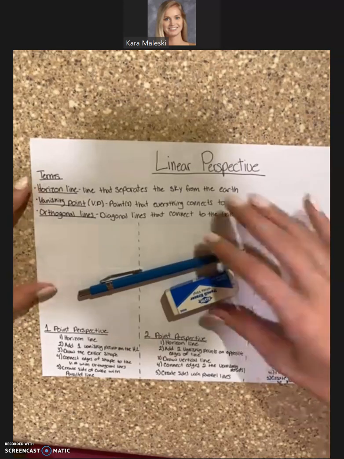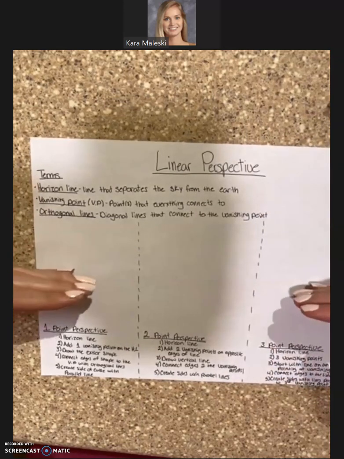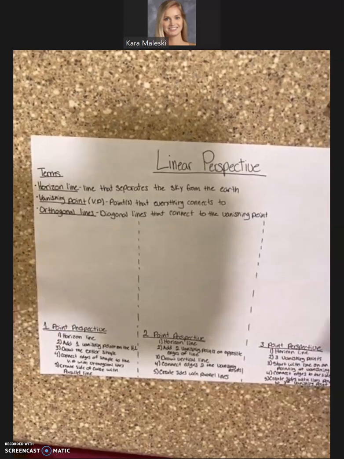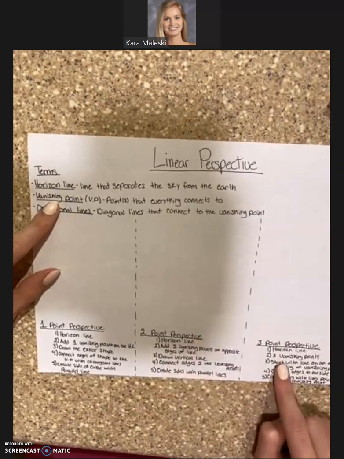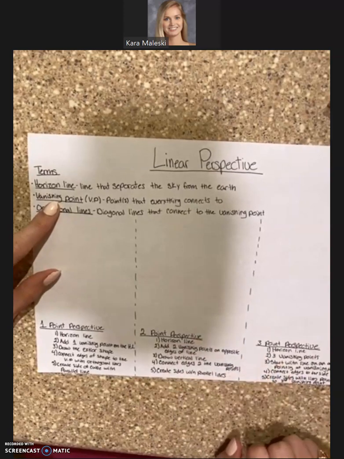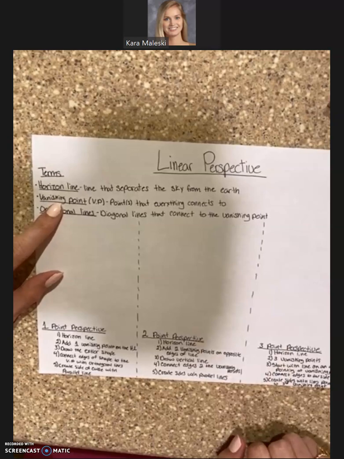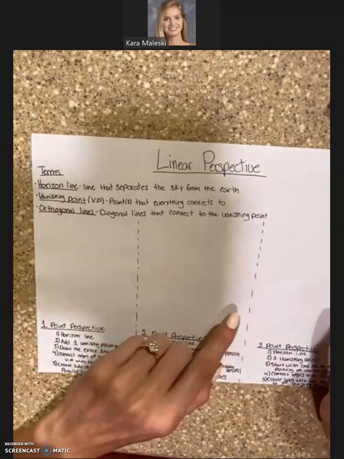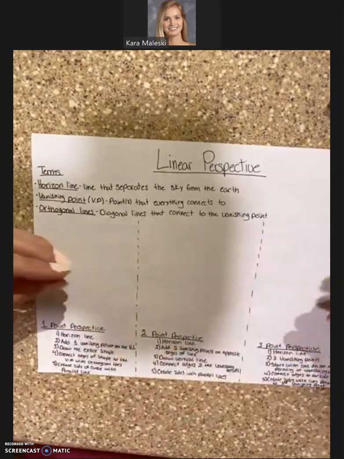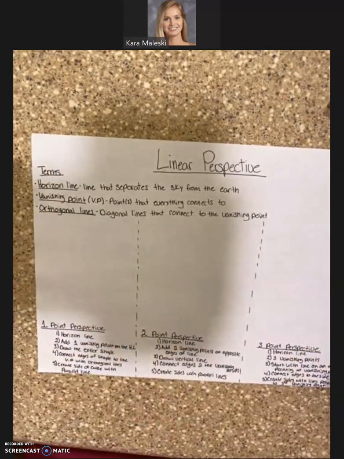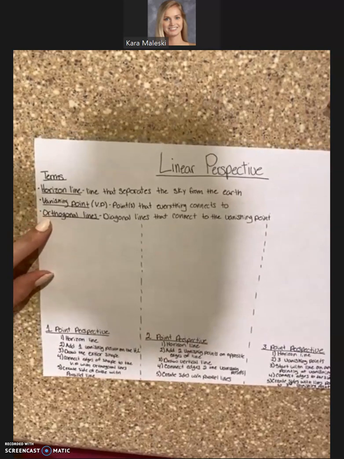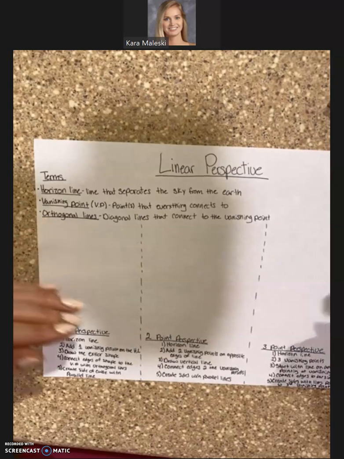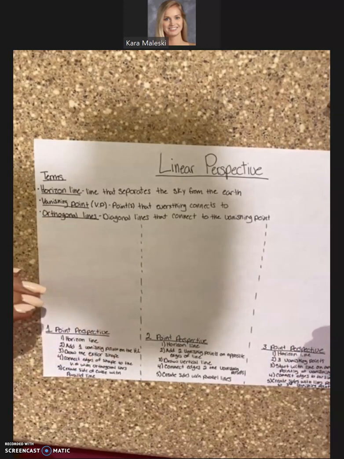This is the line that is going to separate the sky from the earth in our drawings. We're going to need a vanishing point, or in our 2- and 3-point perspective drawings, multiple vanishing points. Our vanishing point is the point where everything is going to connect back to make it look like it's receding back in space. And lastly, the last term we are going to be using is an orthogonal line. This is just a fancy way to say those diagonal lines that connect back to our vanishing point.